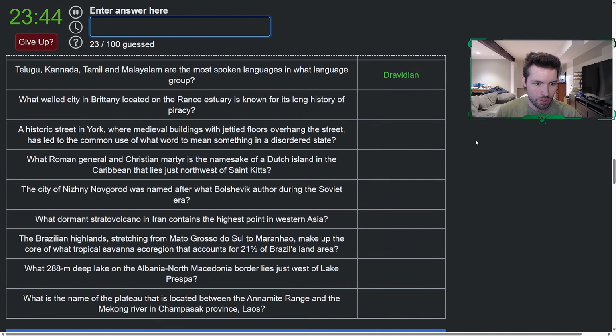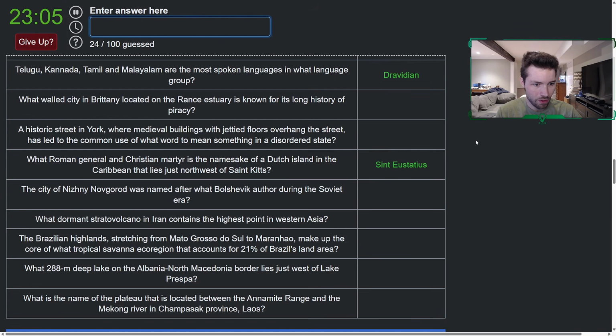What Roman general and Christian martyr is the namesake of a Dutch island in the Caribbean that lies just northwest of St. Kitts? St. Eustatius, probably. The city of Nizhny Novgorod was named after what Bolshevik author during the Soviet era? What? Bro, like, how is this even, like, geography? Seriously? I guess it's like, do you know former names of cities? But, like, no. Bolshevik author? My gosh. No, I mean, I have absolutely no clue.